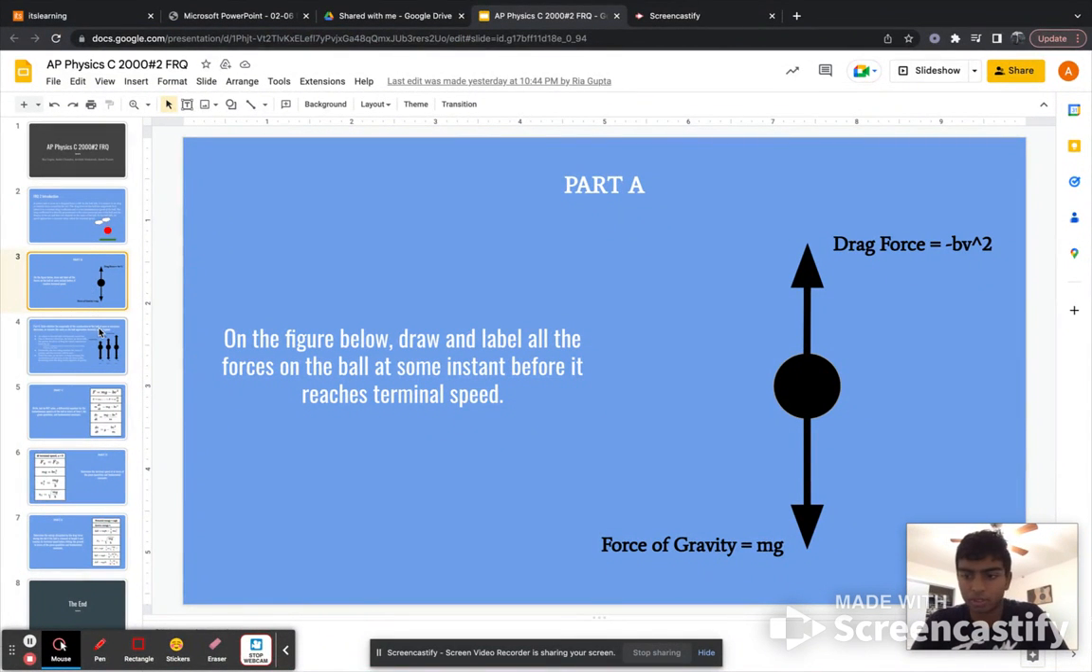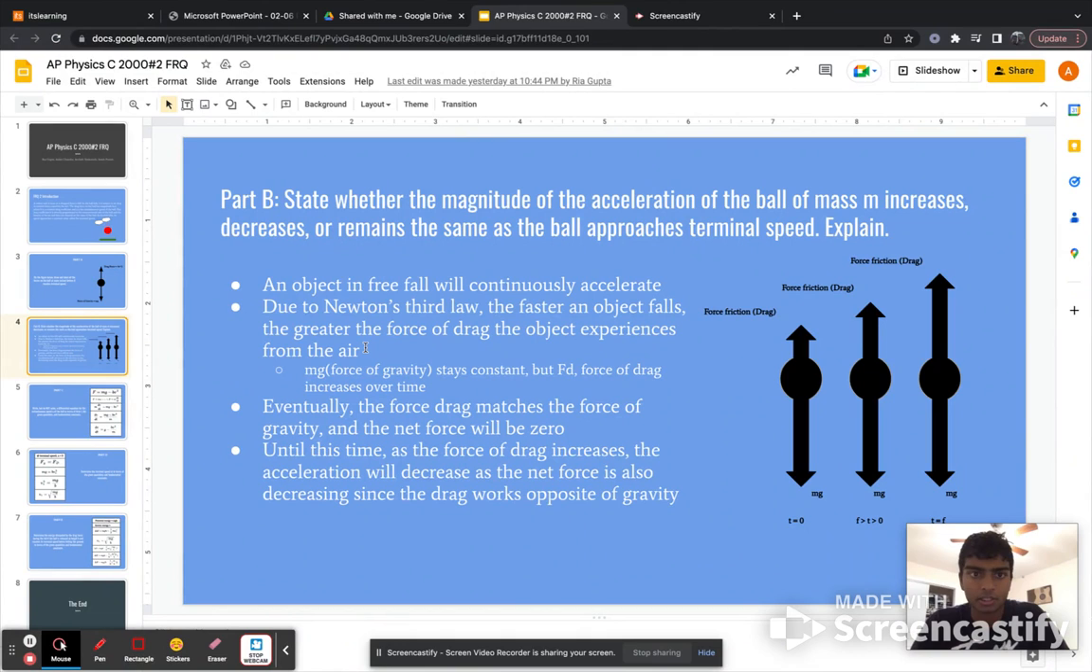So let's move on to part B. Say whether the magnitude of the acceleration of the ball of mass m increases, decreases, or remains the same as the ball approaches terminal speed. As seen in the previous free body diagram, we have two forces, mg and negative bv squared. And as you can see in the diagram over here, we have the forces at different time periods. As soon as the ball is dropped, there's no drag force, and the only force is mg. So that's when acceleration is the maximum because the net force is the highest.